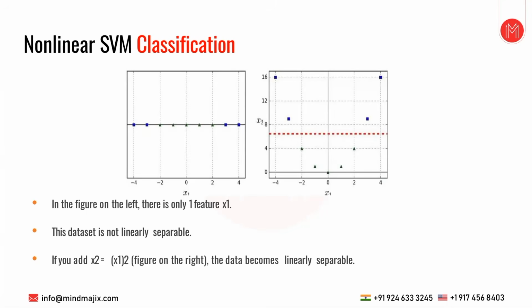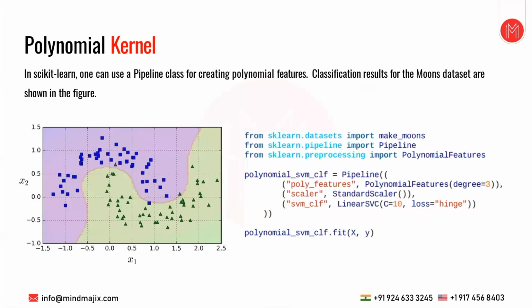In support vector machine or non-linear support vector machine classification, we can also use a polynomial kernel. The polynomial kernel is one of the important approaches on the non-linear SVM side.